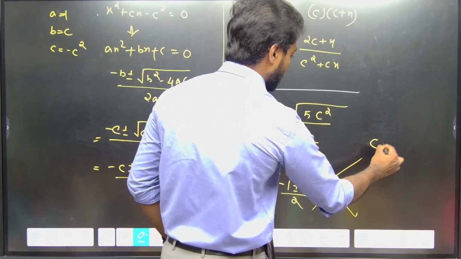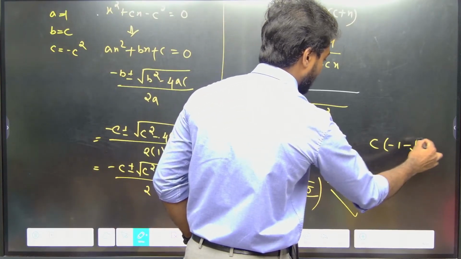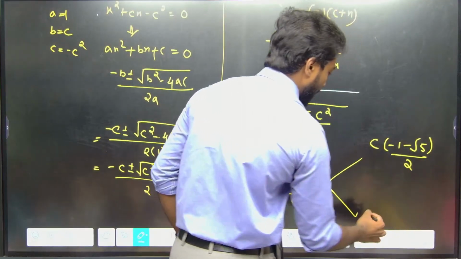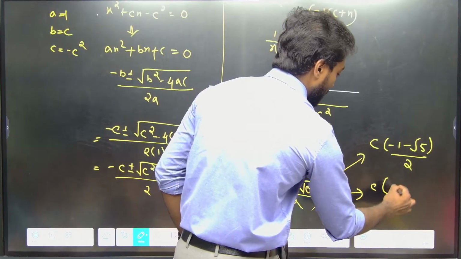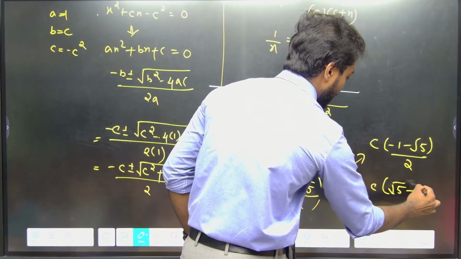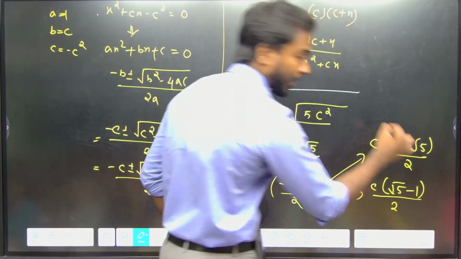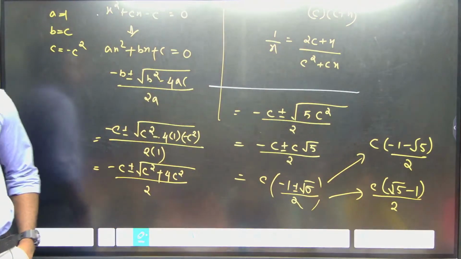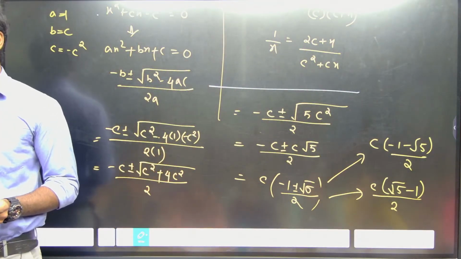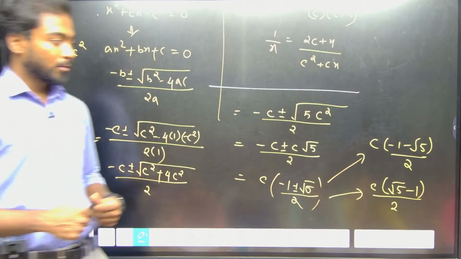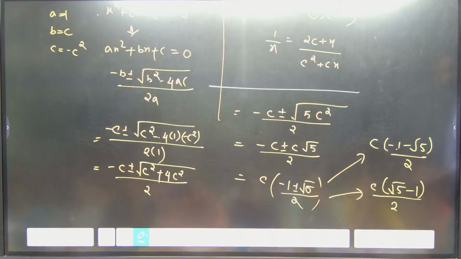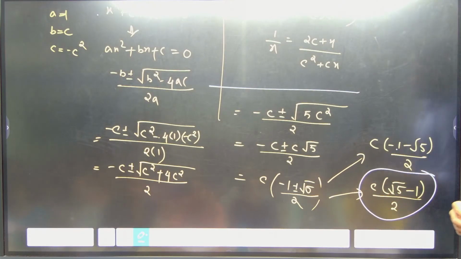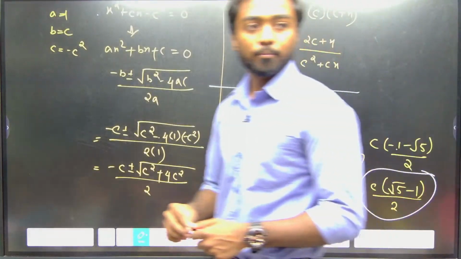So one root is c times minus 1 minus root 5 by 2, and one more is c times root 5 minus 1 by 2, correct? No, 1 plus root 5, I have rearranged it as root 5 minus 1. Okay, so obviously the value won't be negative for the capacitor, so obviously this is the answer for the question, c times root 5 minus 1 by 2.